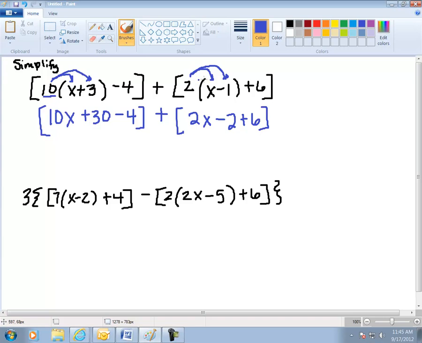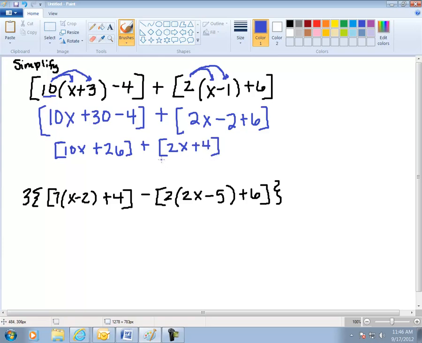Again, notice, don't over distribute. I like to distribute probably more than the average person, but even I know not to over distribute, okay? We only distribute to what's in the parentheses next to the number. And now I'm going to go within each of my square brackets and simplify anything I can. I've got a 10x. I can't really combine it with anything, so that's going to leave me 10x. I've got 30 minus 4, so that's going to give me 26. And over here I've got a 2x, and negative 2 plus 6, which is a 4.